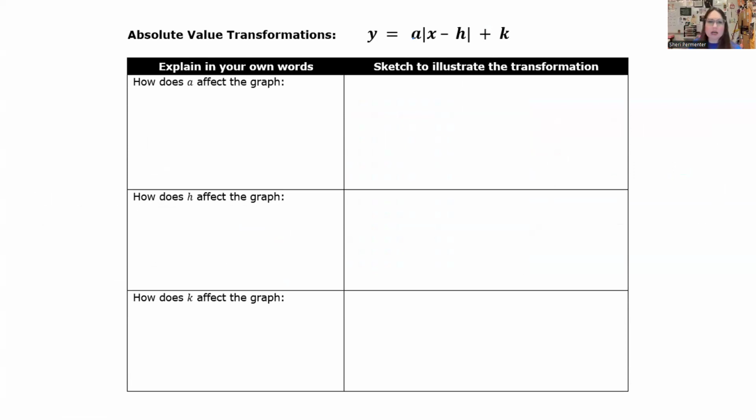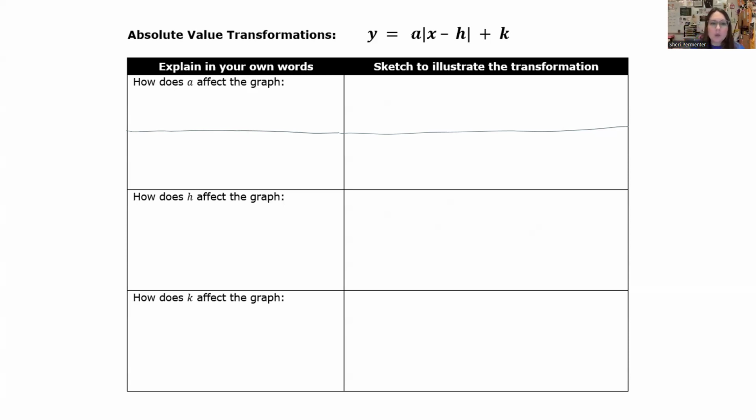And so I'm going to draw a line in this box, because a has two types of transformations. The first transformation we're going to talk about is when the number in front of the absolute value, this value here, is a negative. Whenever the value in front of the absolute value is a negative number, it's going to make the graph reflect over the x-axis.